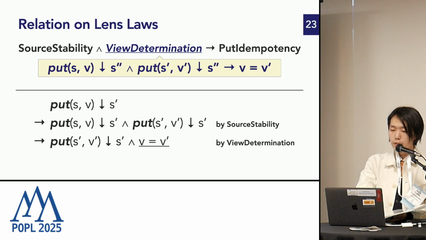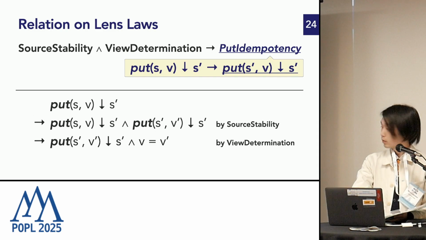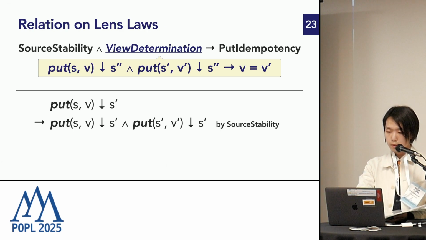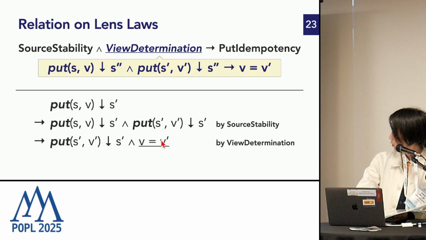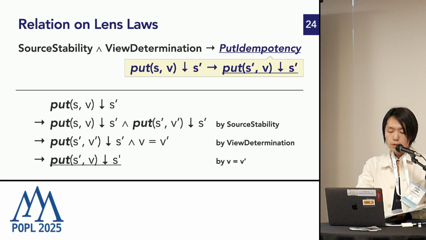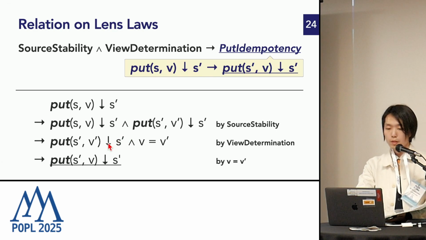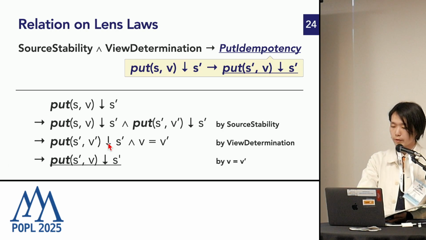Next, the put also satisfies view determination. Since there is the same S' for the 2 terms, we can derive the equation V equals V'. By substituting V' for V in this term, we can derive the consequent part of put idempotency. Finally, the implication is proved. I explained the way of considering the implications among lens laws, and there are other implications.